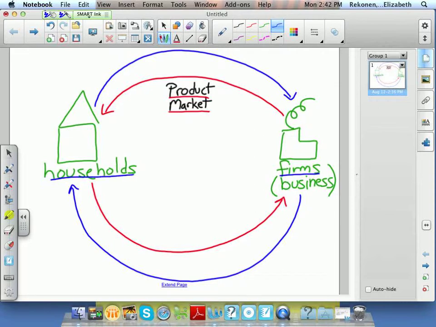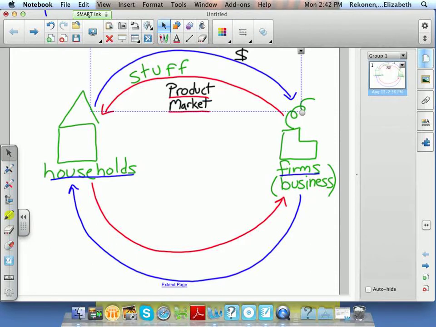So in the product market, from the firms to the household, that is what the book calls physical flow and what we are going to call stuff. So in a product market, stuff goes from businesses to households. Well, we don't get that stuff for free. We have to pay money. So that line up there, we are going to label that money. So in the product market, we exchange stuff for money.